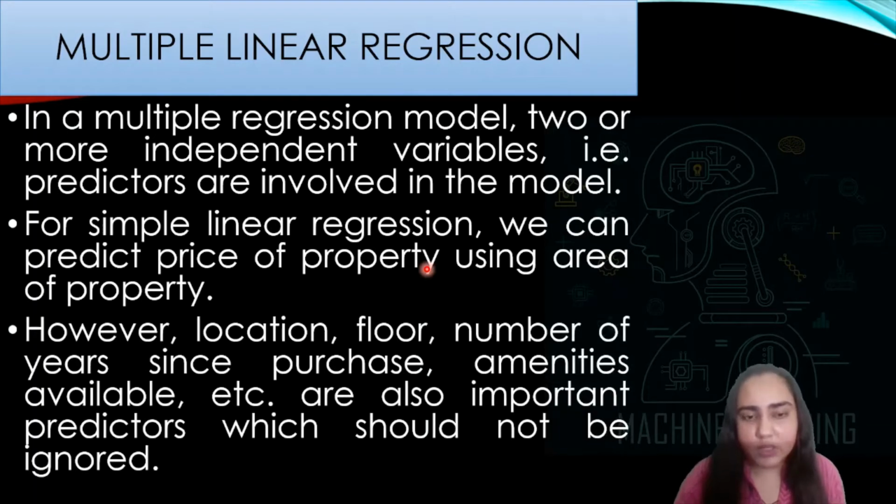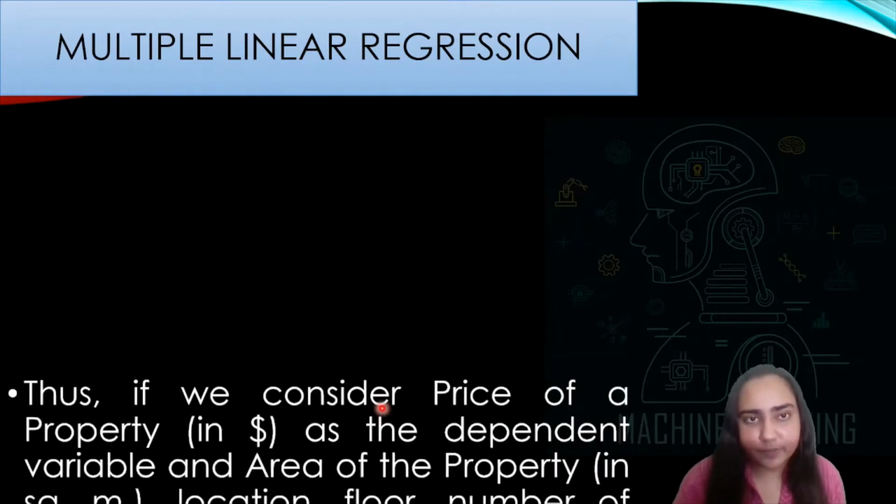But there are other conditions like location, which floor it is on, the number of years since the purchase, the amenities available over there. All these things are also important predictors while you are predicting the price of a property. So you should not ignore all this. They should also be included in prediction of price, which is why we need multiple linear regression.